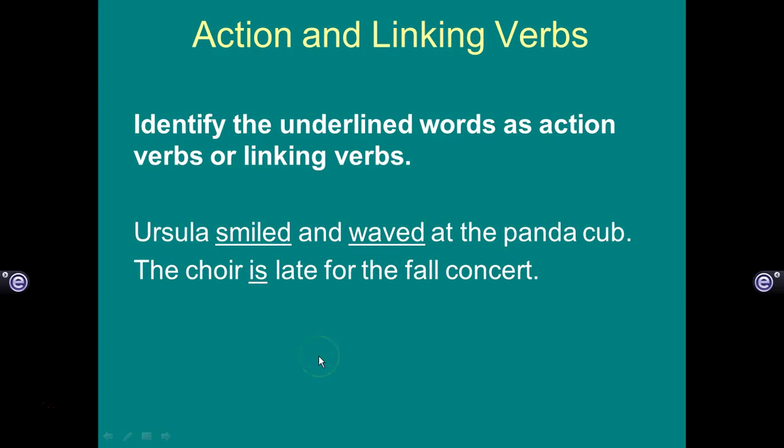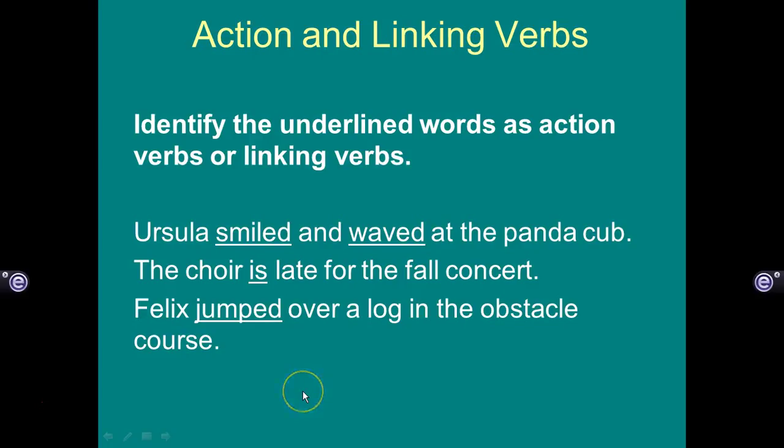So we can see, once again, linking verbs, what do they do? They link the subject of a sentence to a noun or an adjective in the predicate. So choir is, what are they? They're late for the fall concert. That explains more about the choir. We can see is as a linking verb. And also you can't do an is. It's not like we went outside and we did an is together. You can't do that. It does not show action. So that would be a linking verb.